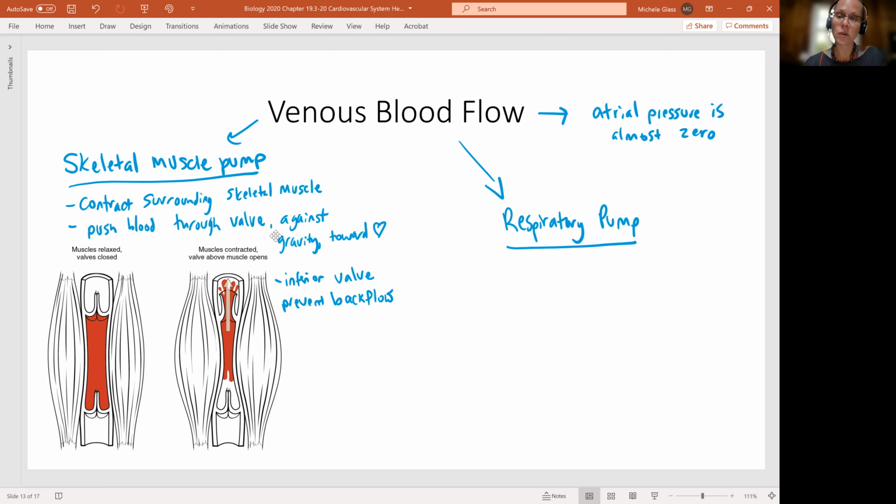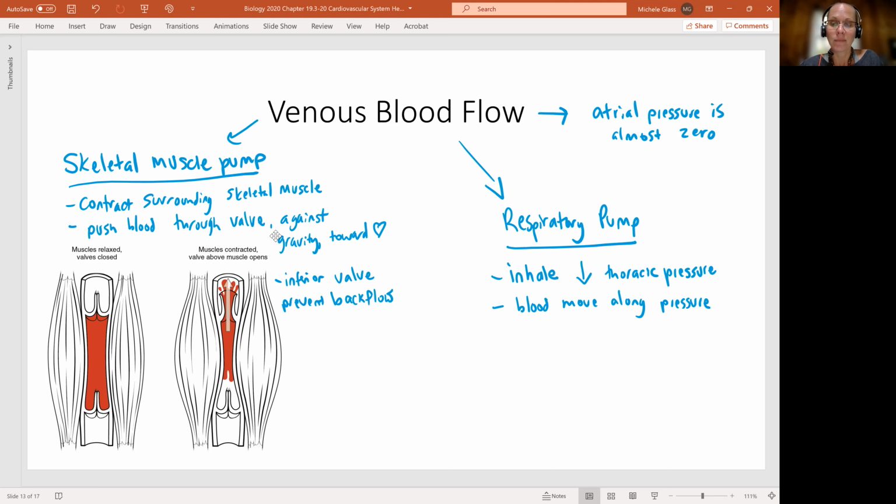When we talk about the respiratory pump, what we're going to see here is when we inhale, we're going to decrease the thoracic pressure. So this is doing two things. When we talk about the respiratory system, we'll see that that's going to pull air into the body. But what we're seeing in the cardiovascular system is that the blood is going to move along this pressure gradient into the thorax.